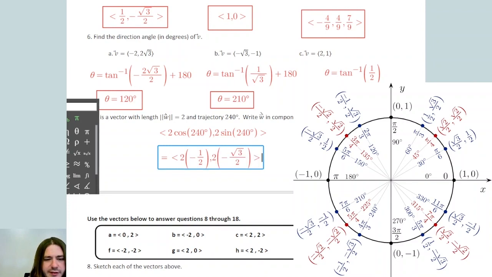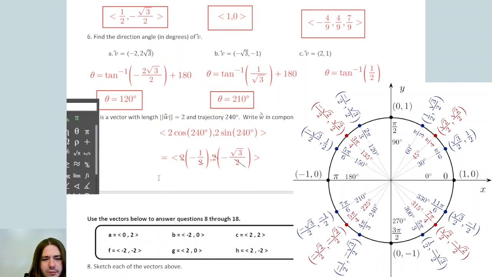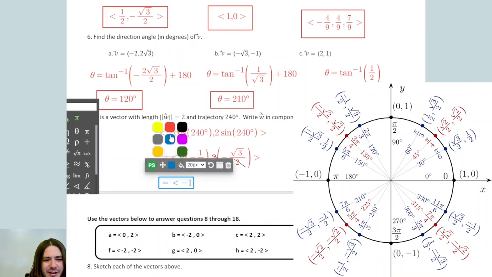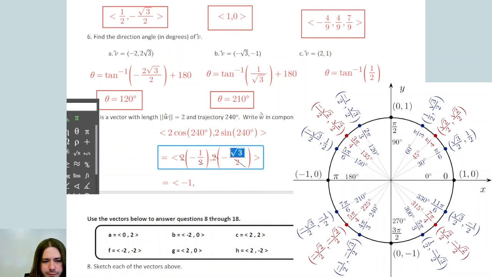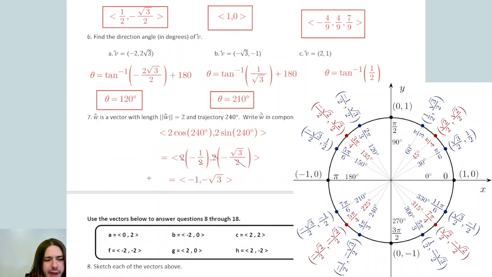When I simplify this, essentially 2 divided by 2 just reduces to 1, so these cancel out. What we end up with is -1. All of a sudden we switched over to blue here. Let's try to fix that. So yeah, -1, comma, -√3. And that would be the vector that has a length of 2, or a magnitude of 2, and is pointing towards 240 degrees.